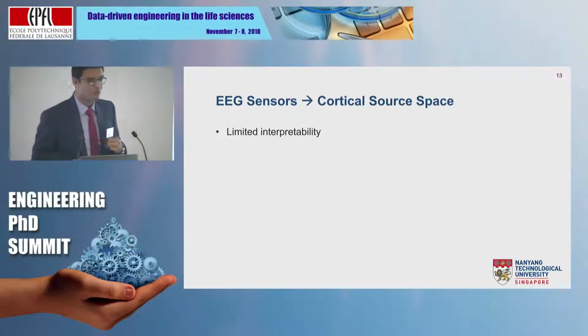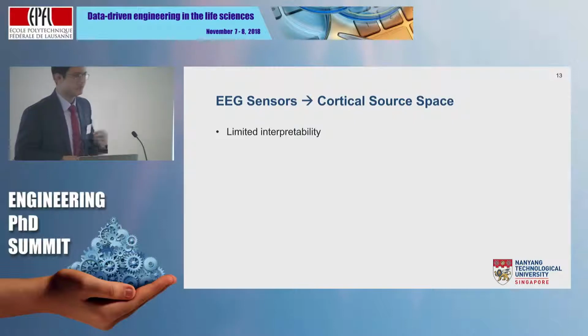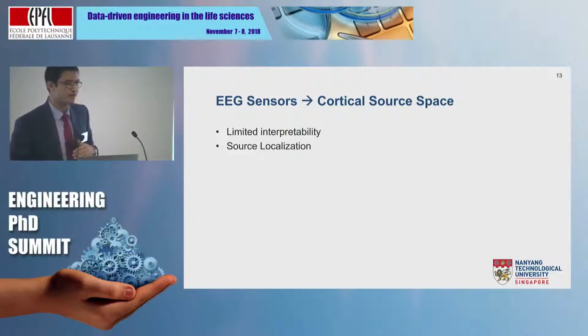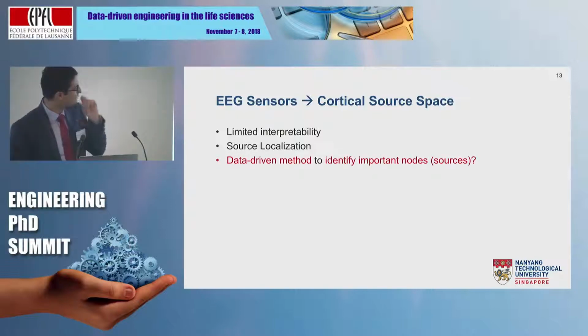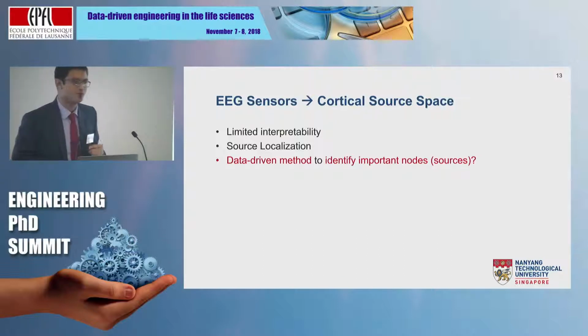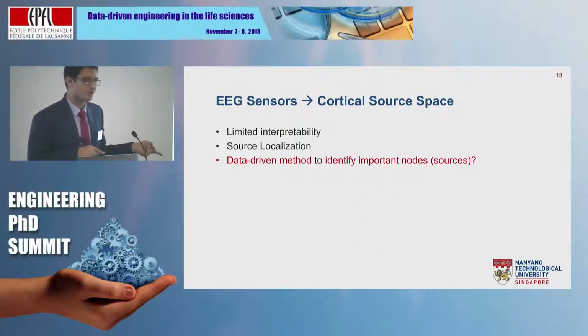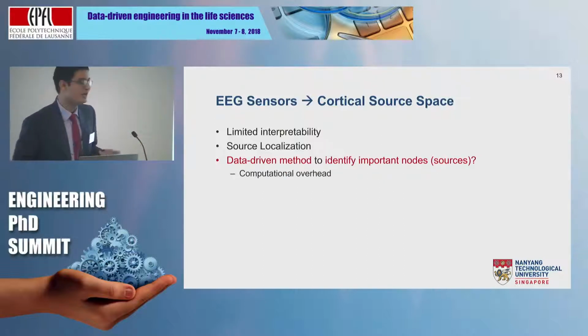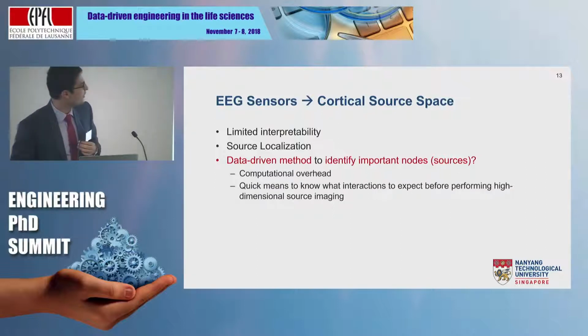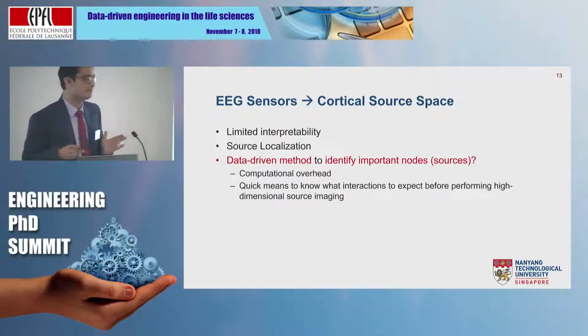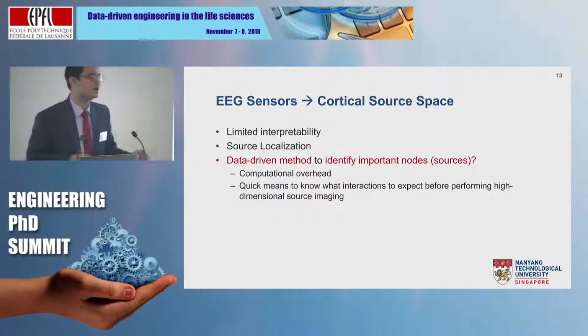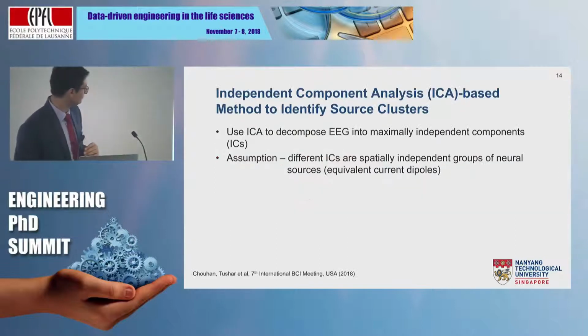Now, so far we were limited to the EEG sensor space, but we know that in the EEG sensor space, the problem is that you have signals mixed from a lot of cortical sources. So you perform source localization. There are a lot of standard techniques to do that. And then the problem is that we have to find some way to identify the important nodes, because when we move to the cortical source space, there are so many more nodes as compared to the sensor space. So without increasing the computational overhead, how can we identify the important nodes, something like a preliminary study before we actually carry out a very accurate source localization method?